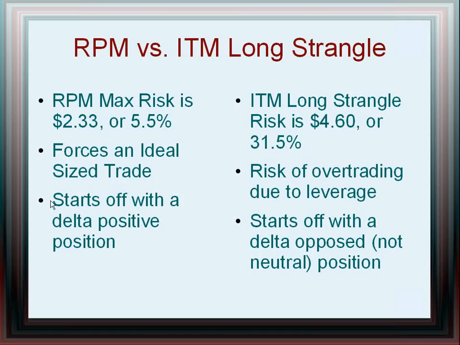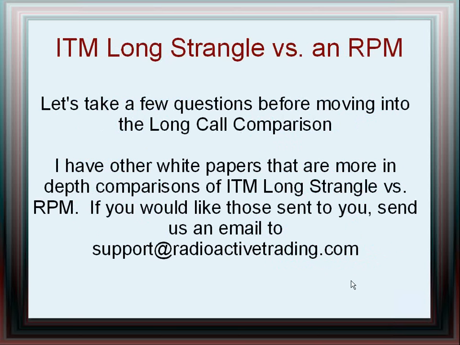Okay, we start off with a positive delta on the married put position, the RPM, and the in-the-money long strangle starts off with a delta opposed position. It's not neutral. I don't like saying the in-the-money long strangle is delta neutral. I feel it's delta opposed, not delta neutral. Semantics. All right, now let's take a few questions before moving into the long call.